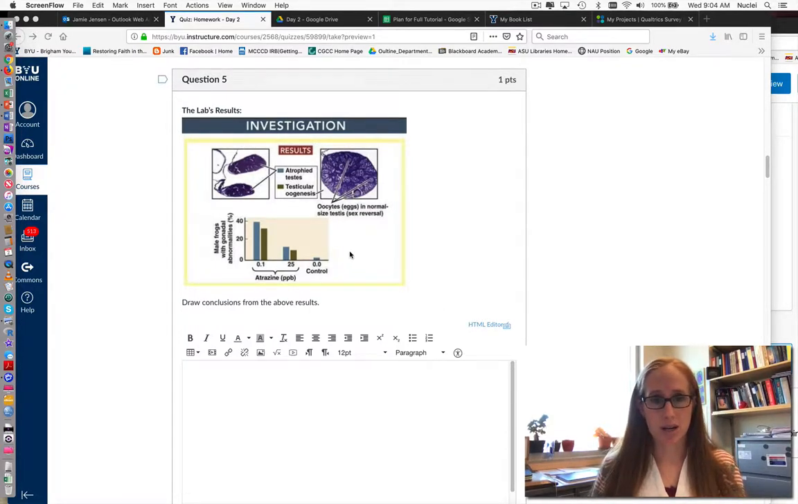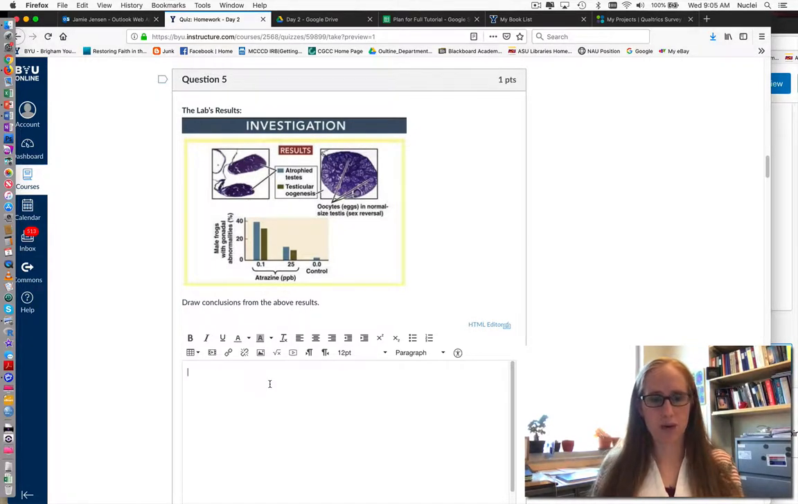So we're looking at this one here, and these pictures up here are actually kind of superfluous, but sort of fun to see. You can see some of the birth defects that we're dealing with here. These are atrophied testes, so testes that have gotten smaller, and then these are testicular oogenesis. So these are testicles that are normal in size but have eggs instead of sperm inside, so it's a sex reversal. But really what's important here is our graph.